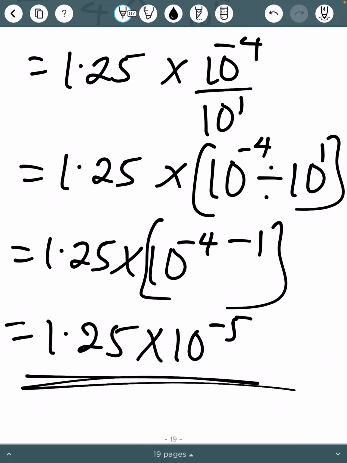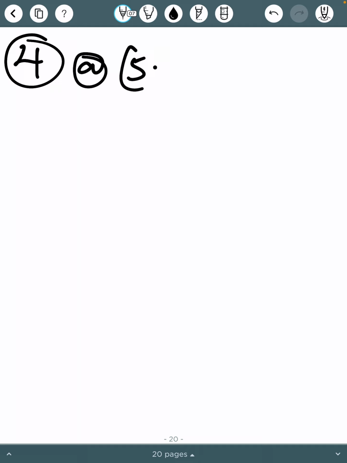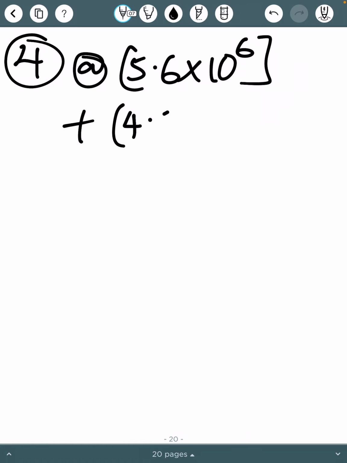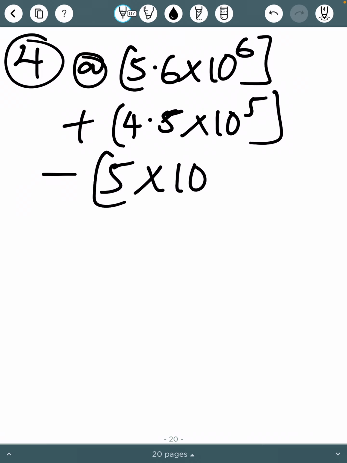That ends question 3. Let's go straight to question 4. In question 4, the instruction says, evaluate the following and express your answers in standard form. Question A. The following: 5.6 times 10 raised to the power 6 plus 4.5 times 10 raised to the power 5 minus 5 times 10 raised to the power 4.